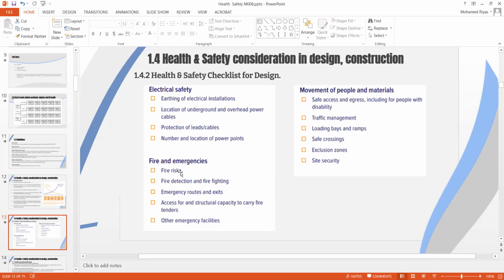Coming to fire and emergencies, there is fire risk, fire reduction, firefighting, emergency route and exit plan, access and structural capacity to carry fire tenders, and other emergency facilities. All of these will be considered and taken care of during the design.